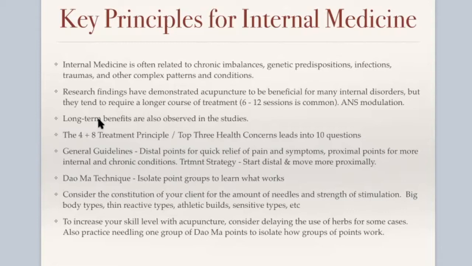However, if you're only using acupuncture, and they don't mix the herbs with the acupuncture in the research because they want to know what the acupuncture is doing. So if you're only using acupuncture for treating internal disorders, generally expect that it's going to take 6 to 12 sessions to get the best results that you can. Now, that doesn't mean that you won't see the miracle cases.